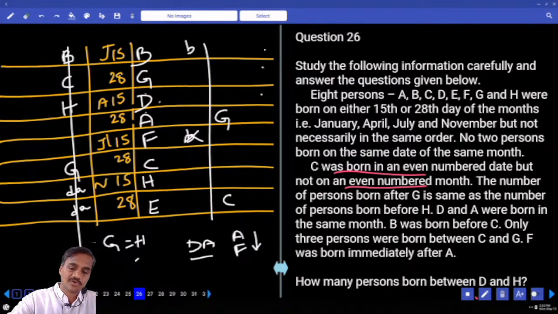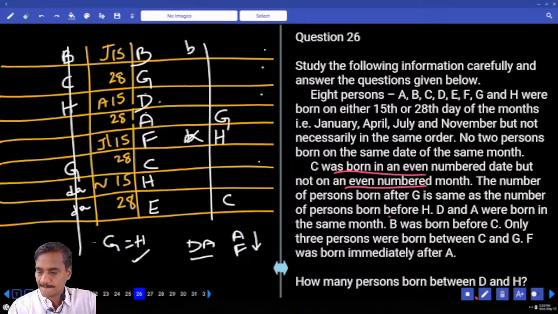1, 2, 3, 4. 1, 2, 3, 4. And so this H must be. Before G there are 3. After H there are 3. Now G and H have been done. Then next one, before H.